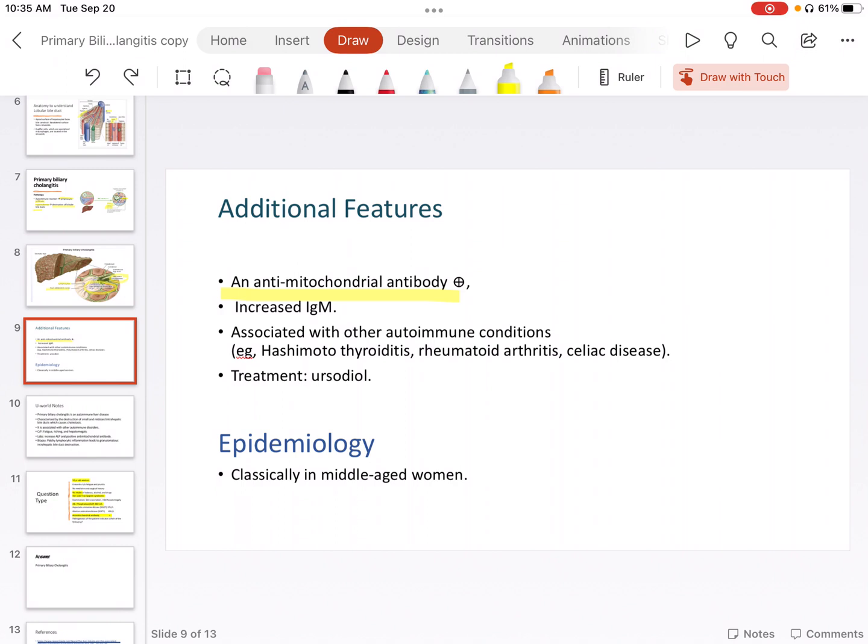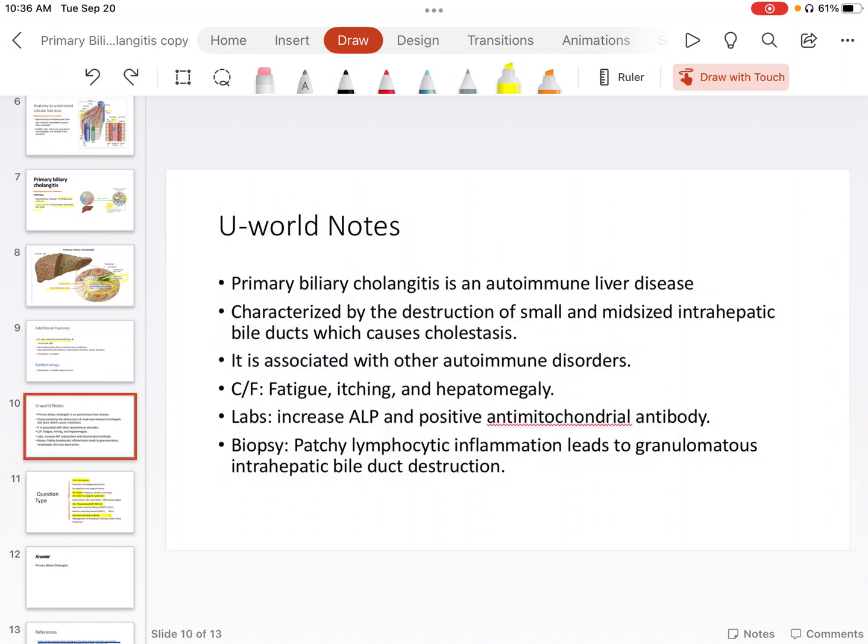First Aid also mentions in the epidemiology section that it occurs classically in middle-aged women. So now we're expecting, if we see a scenario of autoimmune disease in a middle-aged woman who is having symptoms of liver dysfunction like itching and fatigue, we may consider that there is primary biliary cholangitis. But now the cherry on the top are the UWorld notes here for you.